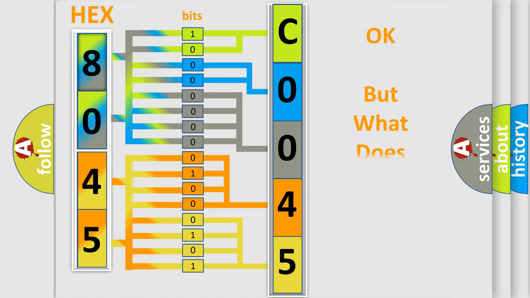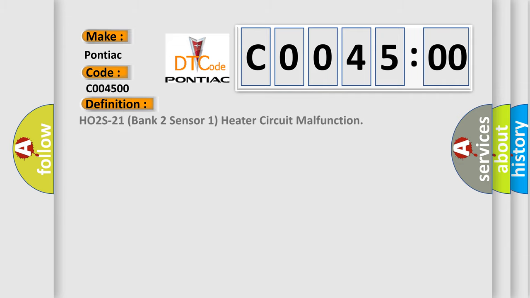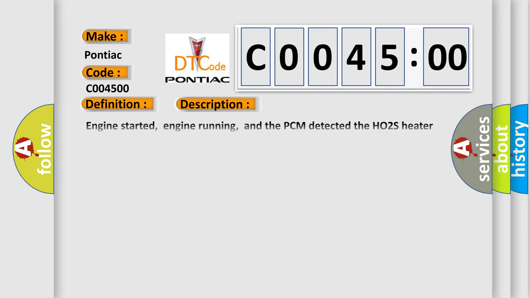The number itself does not make sense to us if we cannot assign information to what it actually expresses. So, what does the Diagnostic Trouble Code C0045-00 specifically interpret for Pontiac car manufacturers? The basic definition is HO2S21 bank 2 sensor 1 heater circuit malfunction. And now this is a short description of this DTC code.